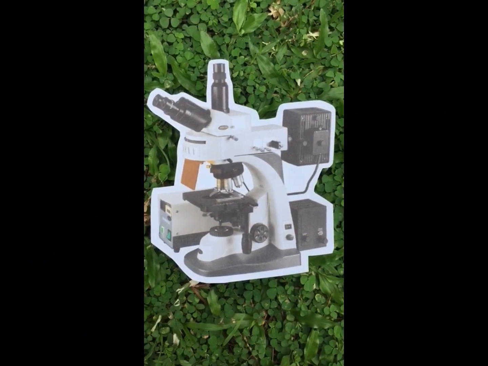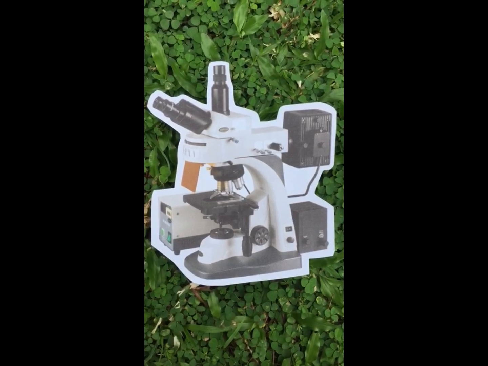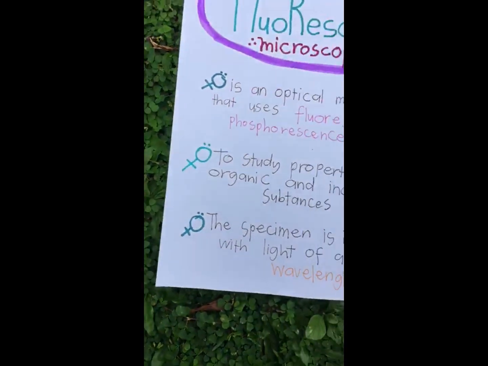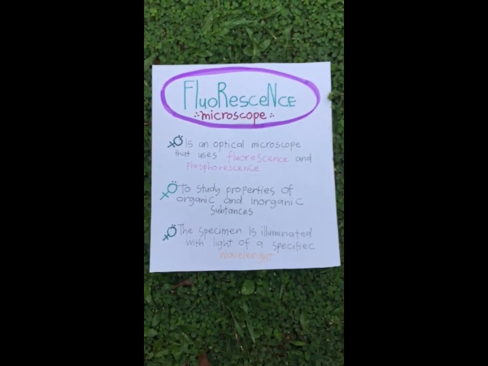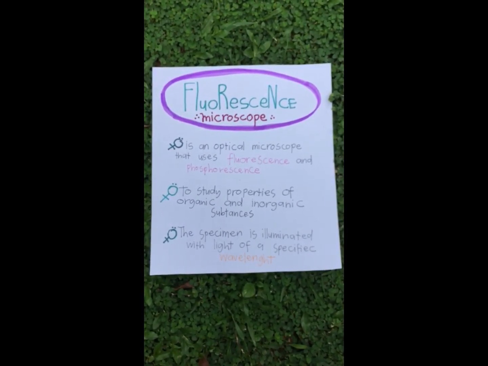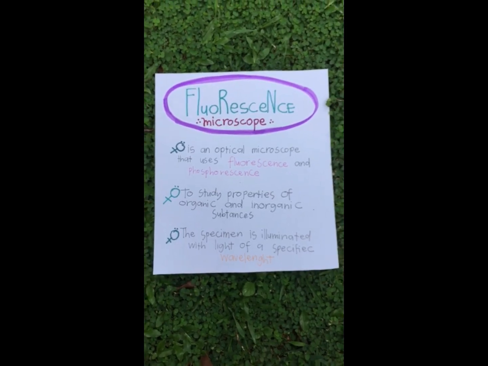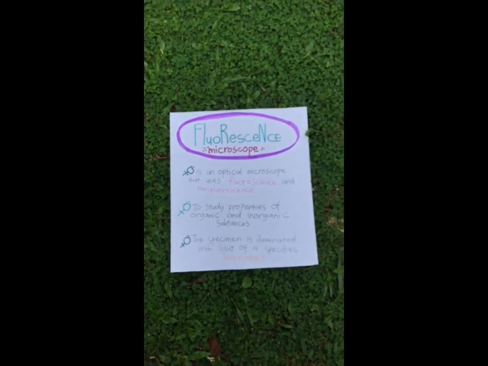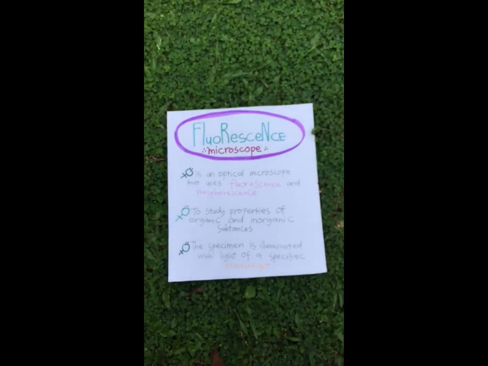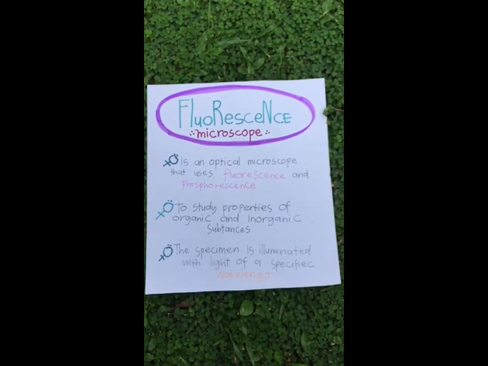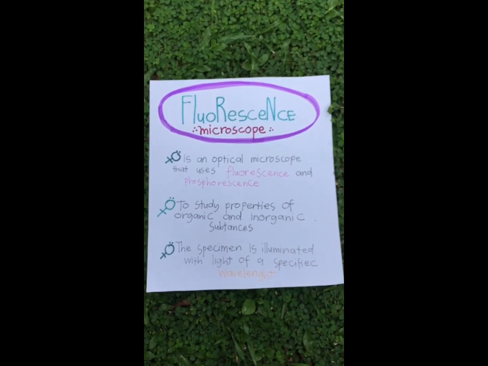Next, we will go through the fluorescent microscope. Fluorescent microscope is an optical microscope that uses fluorescence and phosphorescence. It is used to study properties of organic and inorganic substances. The specimen is illuminated with light of a specific wavelength.